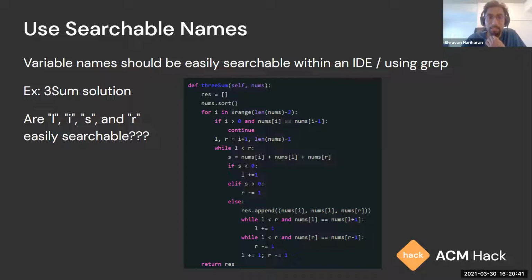This is why having searchable names is very important, so that it's easier to find variables, and it also follows the other principles. If you're forced to write a longer name, you might as well make it intention revealing and type revealing and all that.